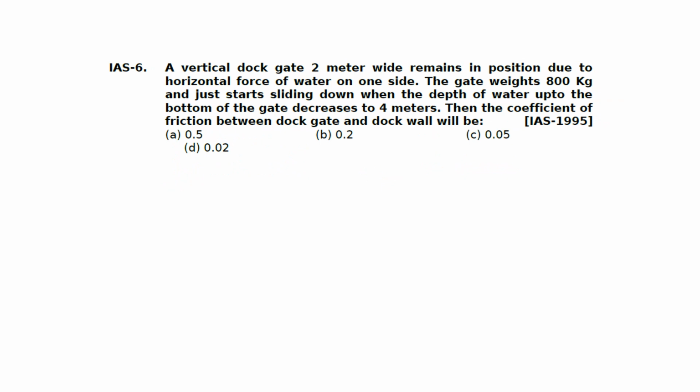Next question. A vertical dock gate 2 meter wide remains in position due to horizontal force of water on one side. The gate weighs 800 kg and just starts sliding down when the depth of water up to the bottom of the gate decreases to 4 meters. Find the coefficient of friction between the dock gate and the wall. We have seen this kind of question before. We have to equate the weight with the frictional force, and from there we'll get the coefficient of friction.